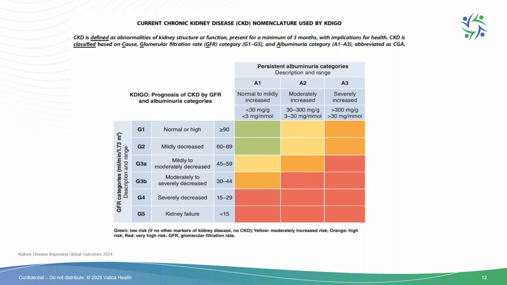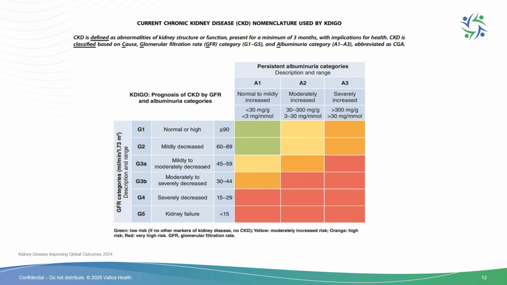The first step is to identify the cause, and that's the C in CGA. Next is to determine your patient's GFR, and that's the G in CGA, and the urine ACR, which is the A. You locate both of these measures on the KDIGO chart, and where they intersect, the color represents the level of risk. So green is low risk, yellow is moderate, orange is high, and red is very high risk.